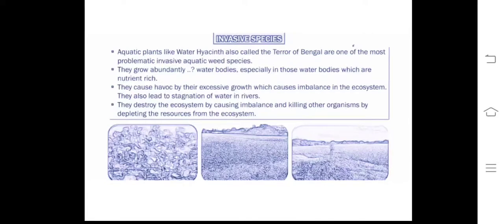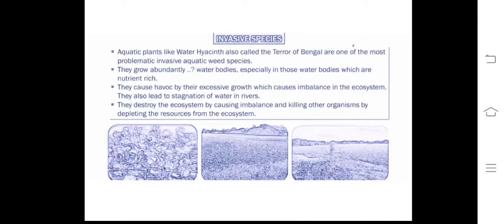Aquatic plants like water hyacinth, also called the terror of Bengal, are one of the most problematic invasive aquatic weed species. They can grow in an abundant manner. Abundant means much more amount. They grow in water bodies, especially those which are nutrient rich, and kill the water bodies also. They cause havoc by their excessive growth, which causes imbalance in the ecosystem.